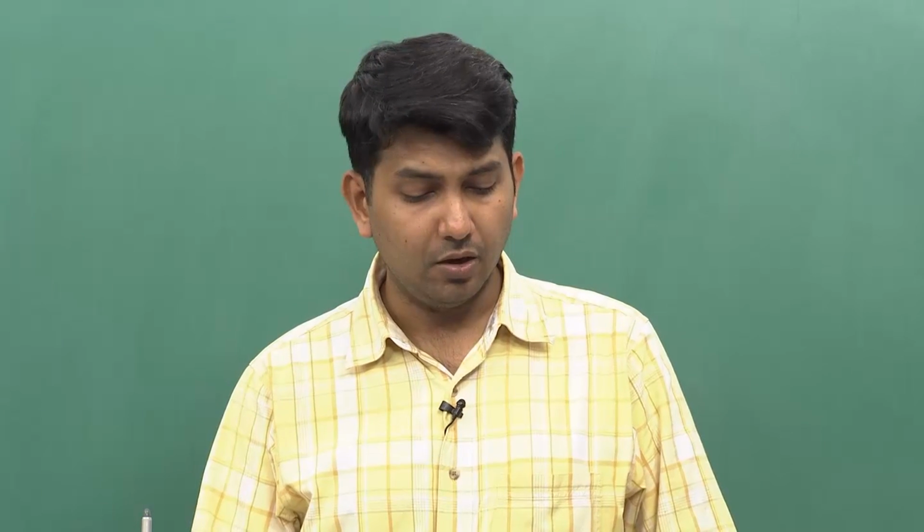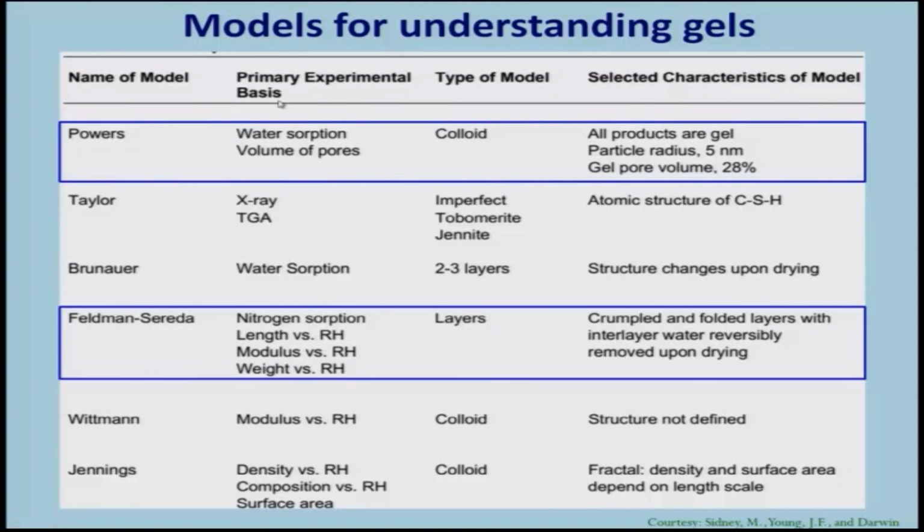In the case of Power's model, the primary experimental basis is water sorption and volume of pores. In the case of the Feldman-Sereda model, the experimental basis is nitrogen sorption, length versus relative humidity, modulus versus relative humidity, and weight versus relative humidity. If you get into the details of Power's or Feldman-Sereda model, you will find some parameters used in the models. Right now we will not get into each of these things because that is not important for the course.